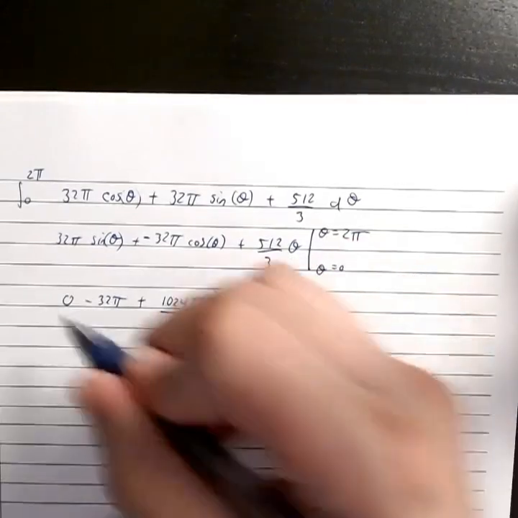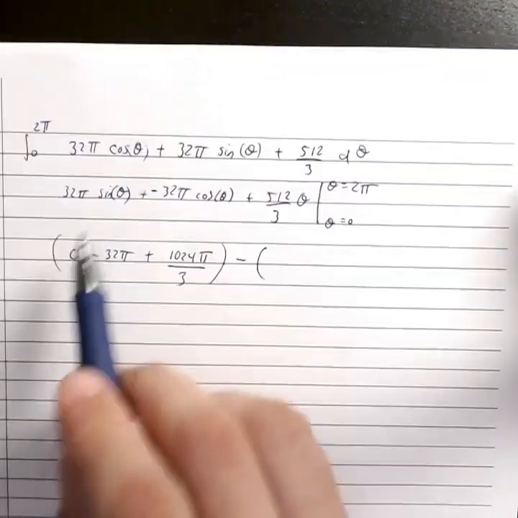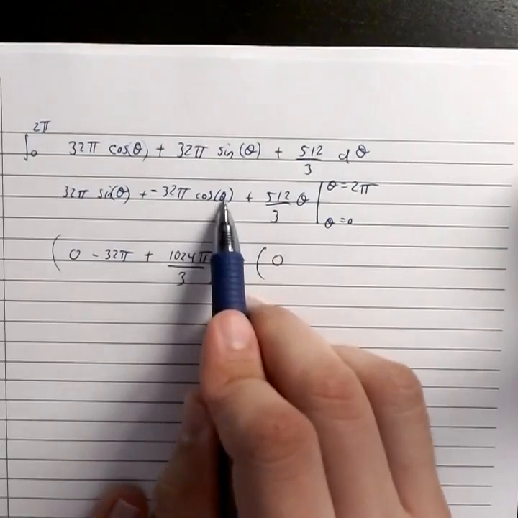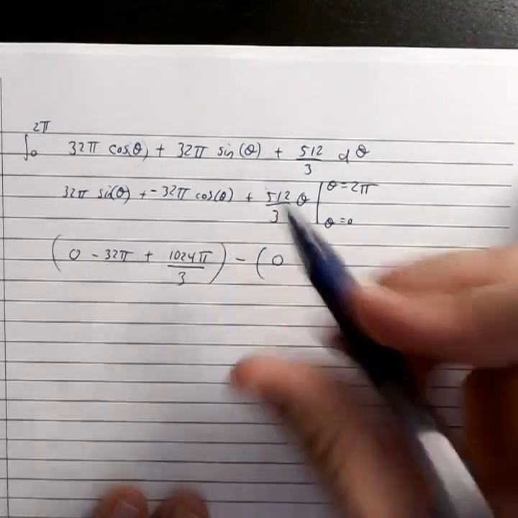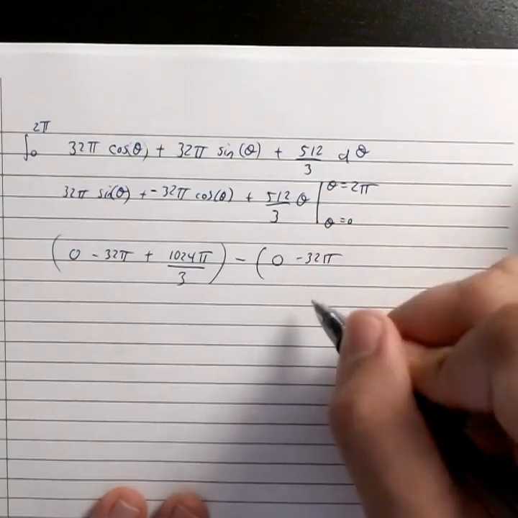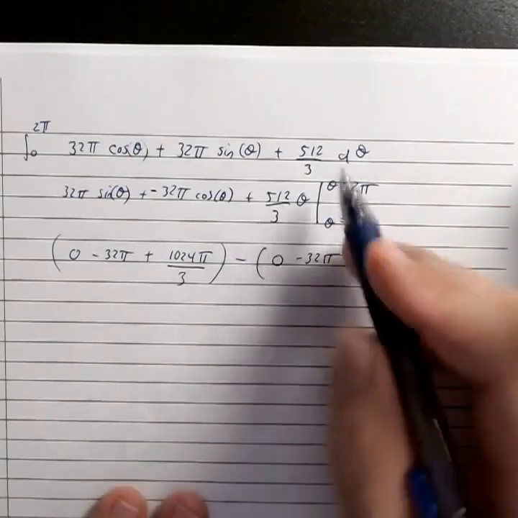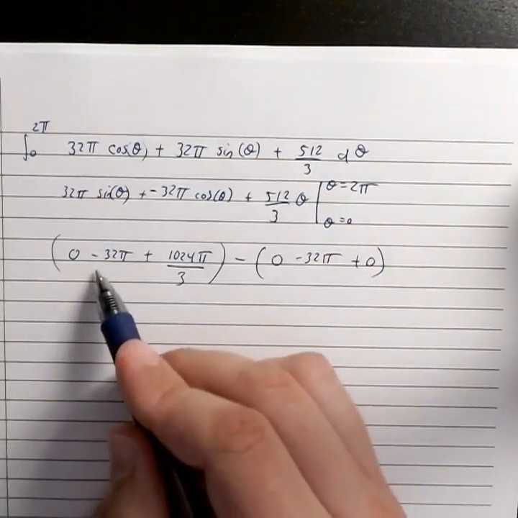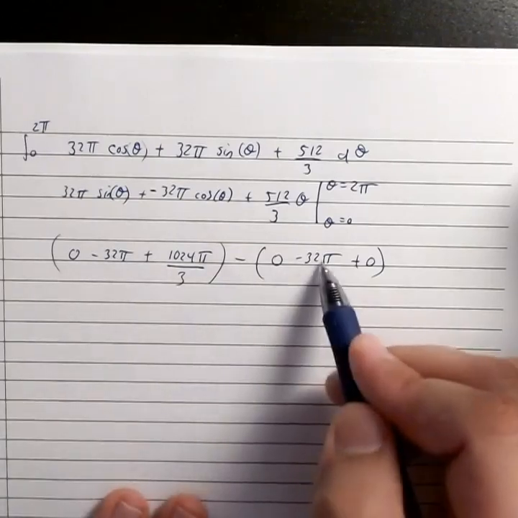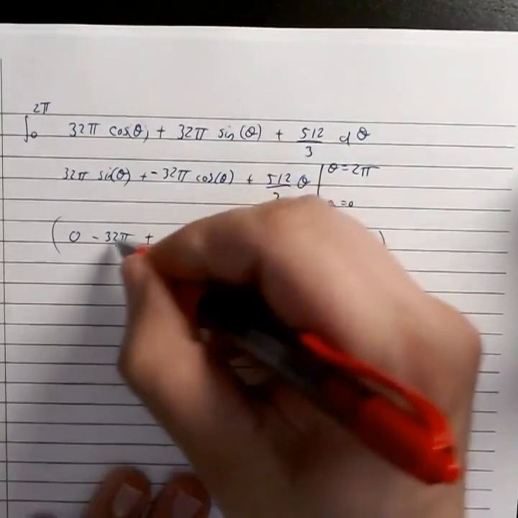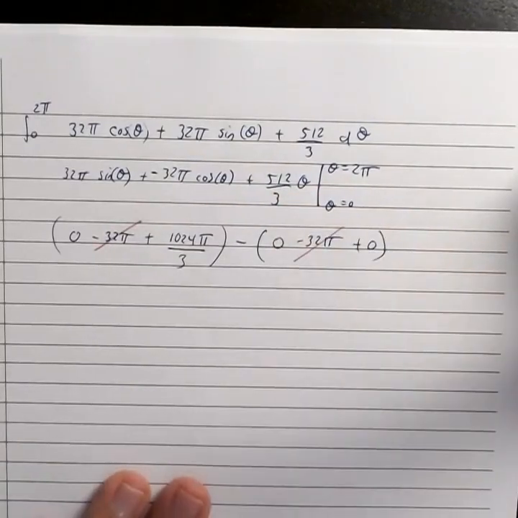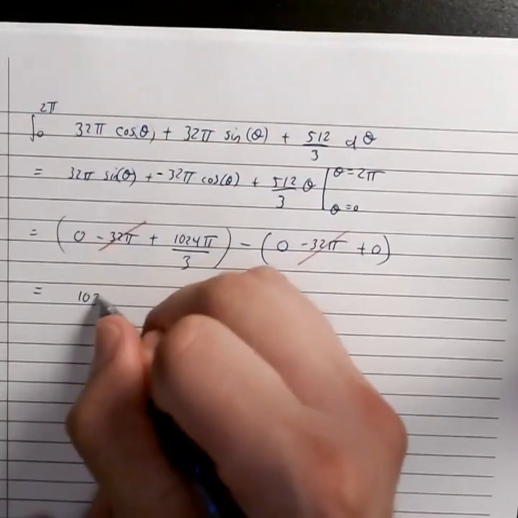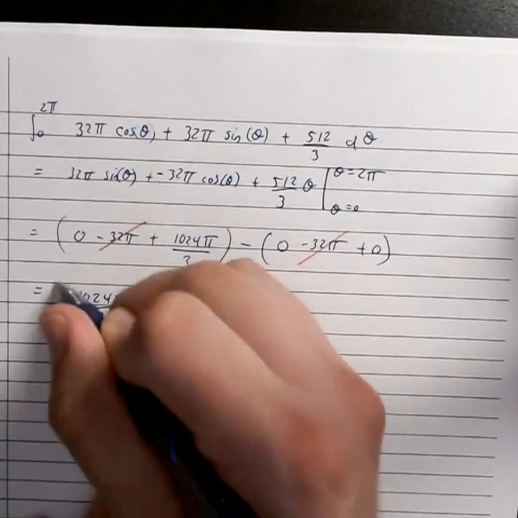Multiply that there. And now minus, and now if I plug in 0, again, sine of 0 is 0, so that whole thing's gone. Cosine of 0 is 1, and 1 times negative 32 pi is negative 32 pi. And then here, if I plug in 0, that whole thing is also 0. So here I notice I have negative 32 pi minus a negative 32 pi. A number minus itself is going to be 0, so that goes away. So all that's left is our result, and that's going to be 1024 pi over 3.